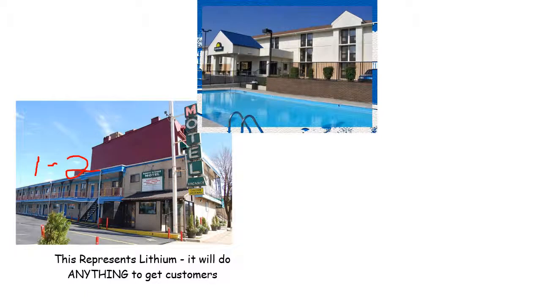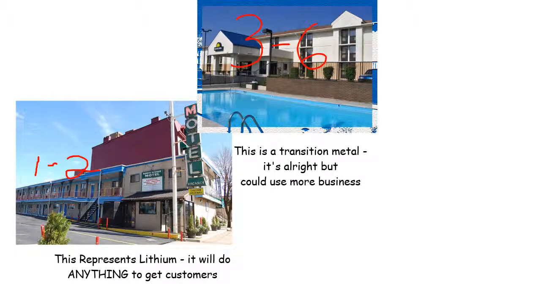The transition metals, the things in the middle, so we'll call this 3 through maybe 6. These are transition metals. It's all right. They can always use more business. So, you know, they'll take your money. They need more customers to live there or to stay there overnight. They'll do what they can, but they're okay. They're not out to rob you. They're not out to get you. They're usually pretty nice places.